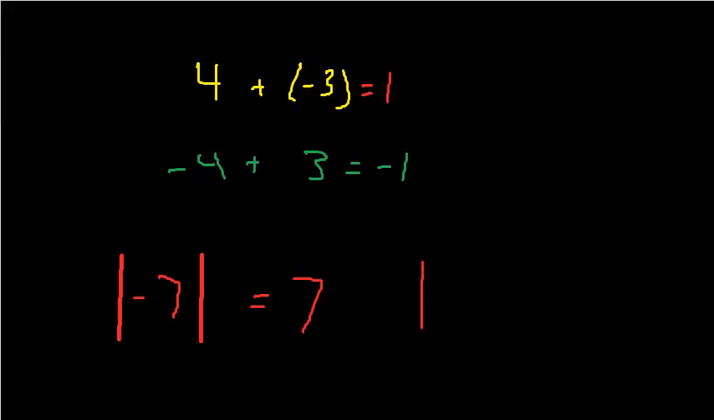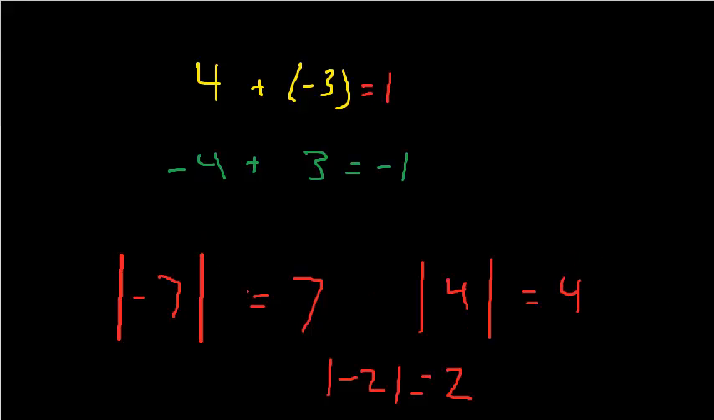So if I have the absolute value of 4, that gives me a positive 4. Absolute value of a -2, you guessed it, a positive 2. So absolute value of any number just makes it positive. If it's already a positive number, it just stays positive.